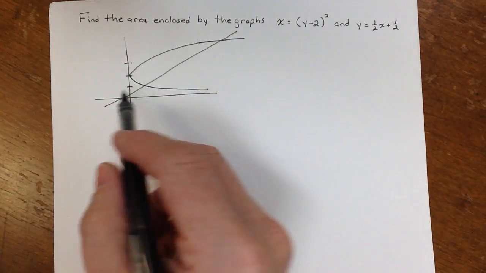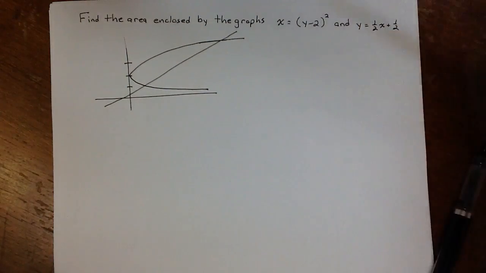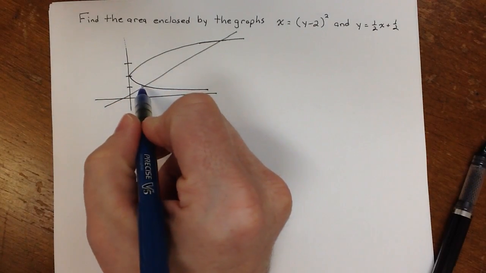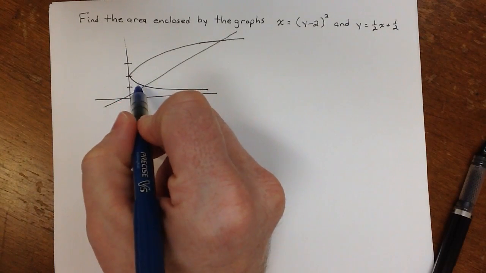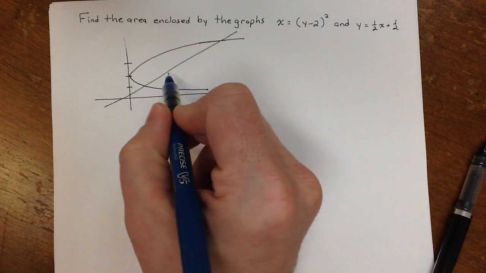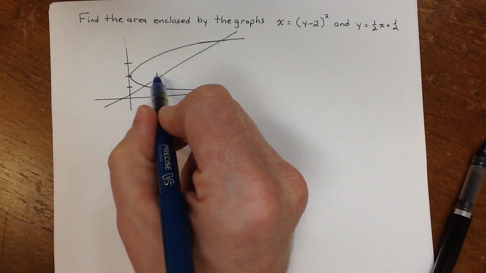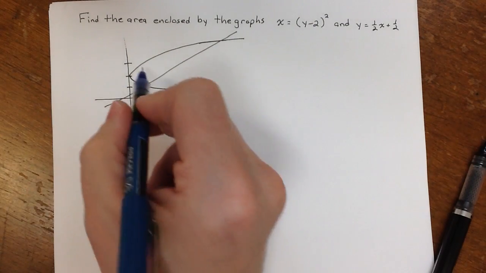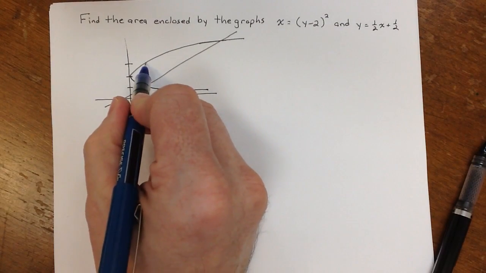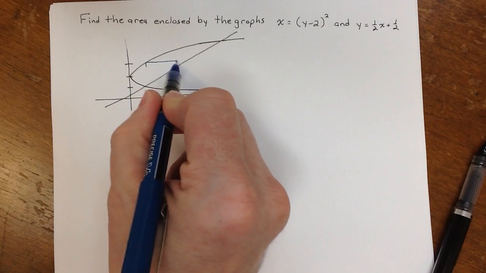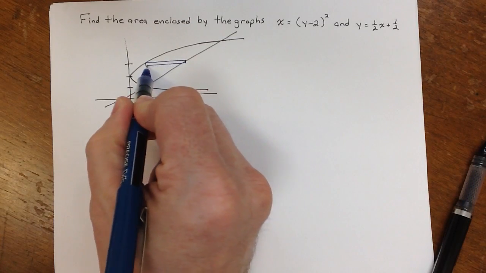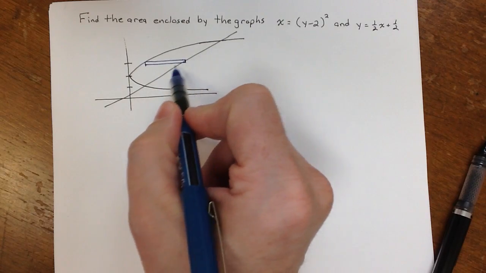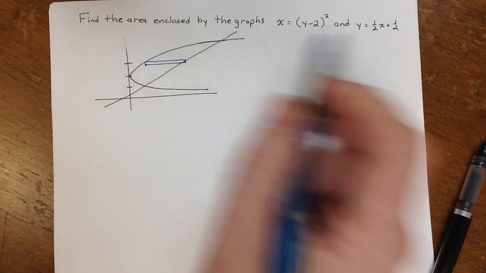And this is an area that's going to be much easier to find using horizontal rectangles, because if we drew them vertically, then over here the top and bottom would both be on the parabola, and over here, once you get past this point, the top would be on the parabola and the bottom would be on the line. So it's better to draw them sideways. That way, anytime you draw them, no matter where you draw it inside of this region, one end is going to be on the line, the other end is going to be on the parabola.